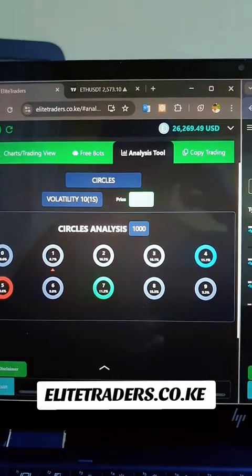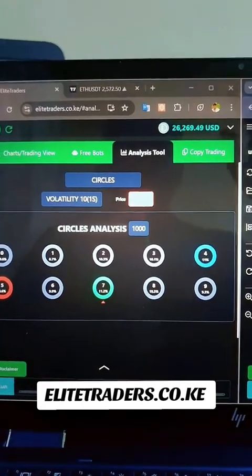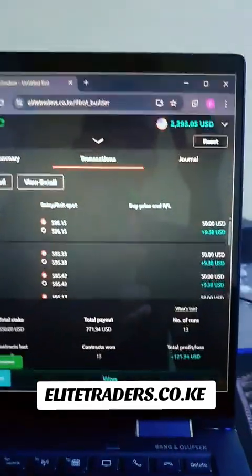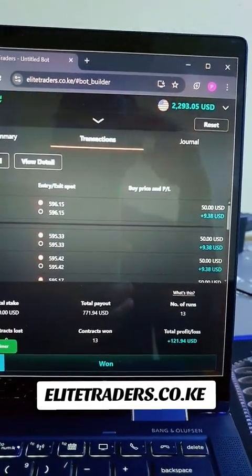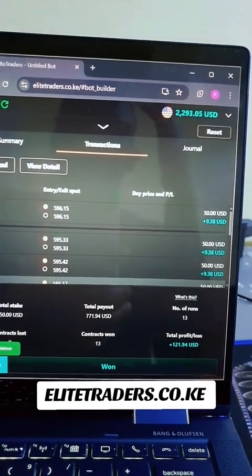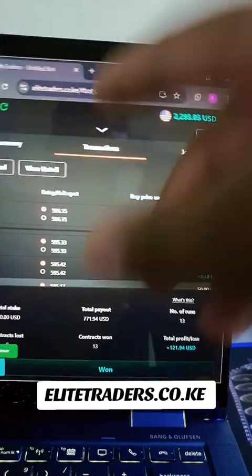So this robot is actually auto analysis. It's actually auto analysis, but if you happen to do your own analysis, you can get these kinds of amazing results. I took 13 trades. All 13 trades were wins. It's actually very, very simple to trade this robot.